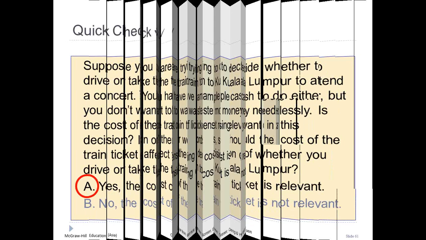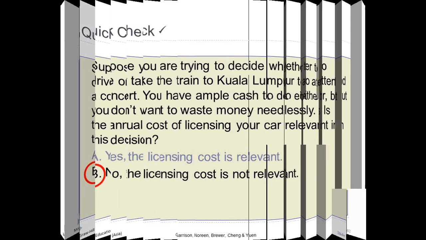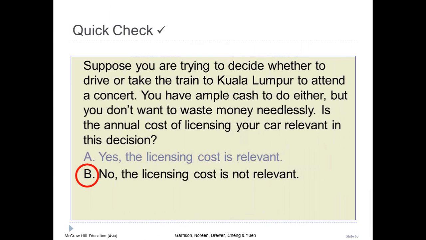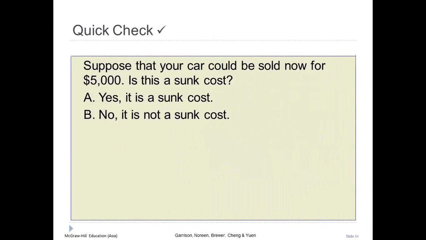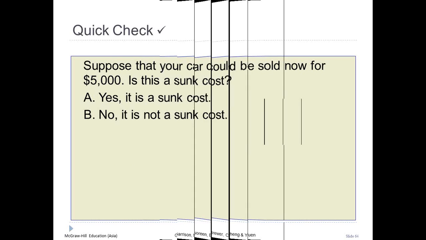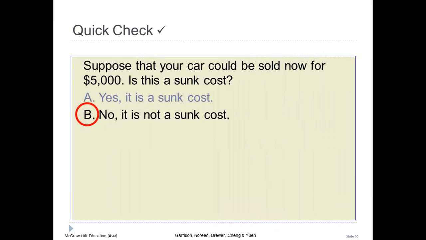Now, suppose you're trying to decide whether to drive or take the train. Is the annual cost of licensing your car relevant in this decision? Probably not, because the licensing cost is not relevant. Suppose that your car could be sold now for $5,000. Is this a sunk cost? No, it's not a sunk cost.